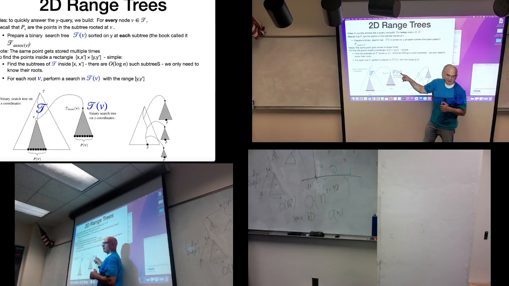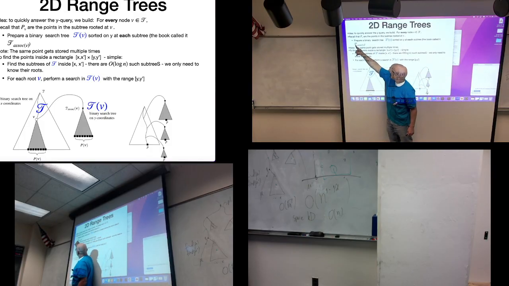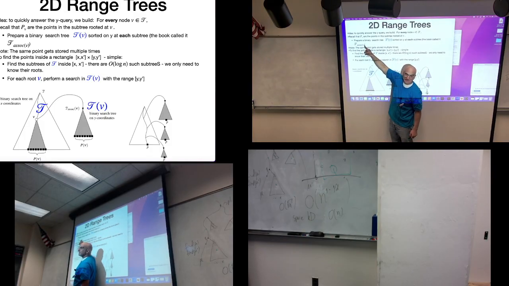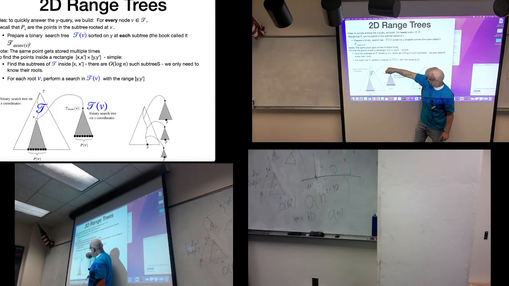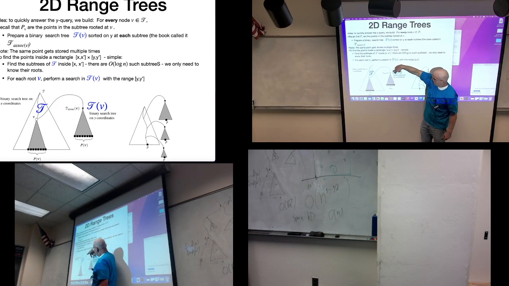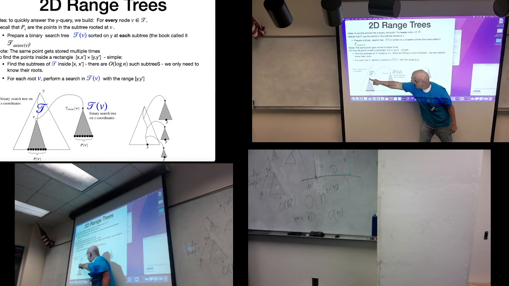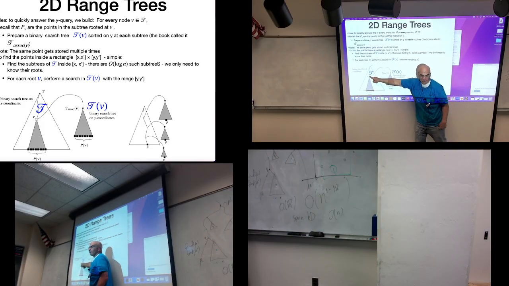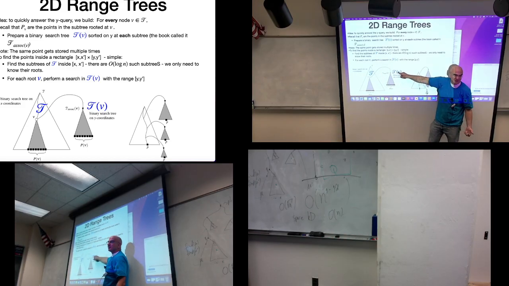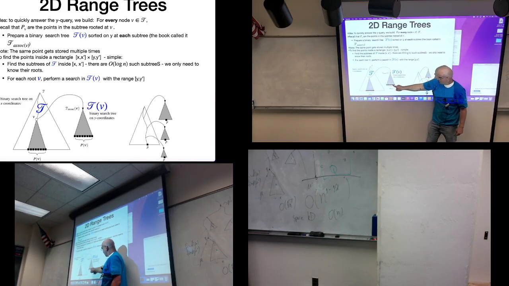I called it T of V. In the textbook, it is the associated subtree of V. I just didn't want it to, the font became too small, so I just call it T of V. And what is T of V? This is V, a particular node in the main tree. T of V, as you are guessing by now, contains all these points. It's actually a search tree containing all these points, but sorted based on y, as expected.